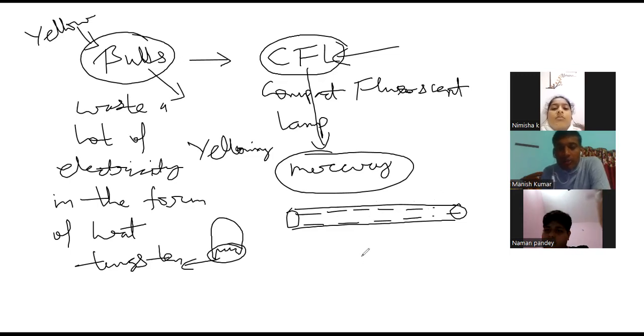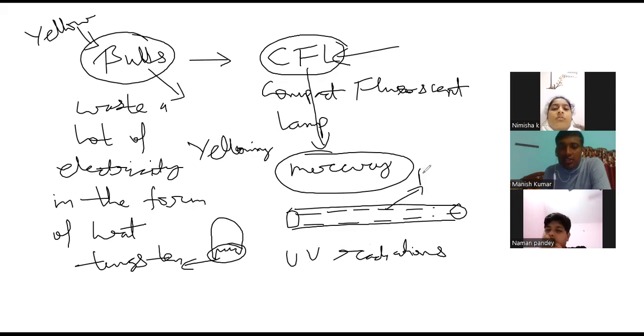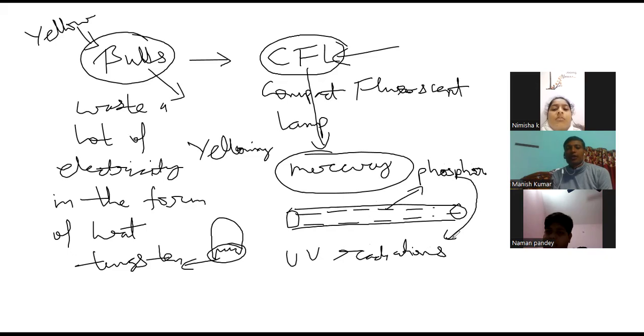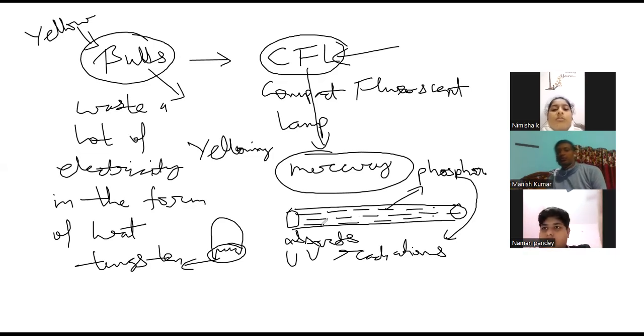Like this. Now there are UV radiations, and this layer is phosphor. What this phosphor does is absorb these UV radiations. This phosphor absorbs the UV radiations emitted through this mercury, and this mercury is in the form of solid, liquid, or gas.